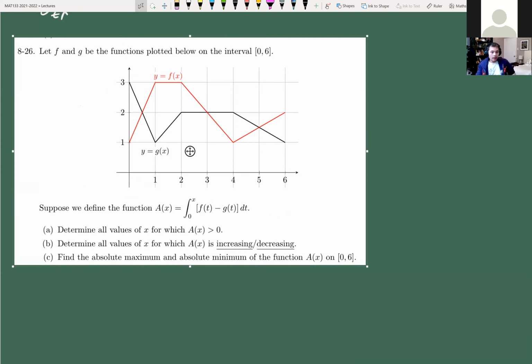Okay, and I think we did something like this on Tuesday as well, just for a slightly different graph. So let's look at part A. We want to determine the values for which A of X is greater than 0. And A is the difference between F and G, right? So that's important, pay attention to this. This is the definition of A of X here. So we want to determine where A is greater than 0. So looking at the graph, just by inspection, where is A positive?